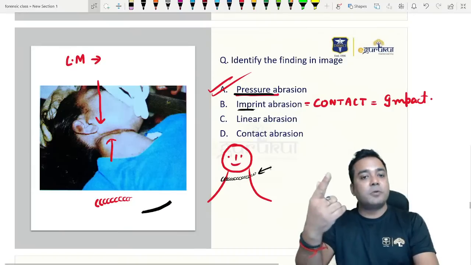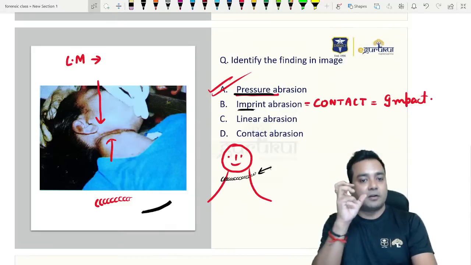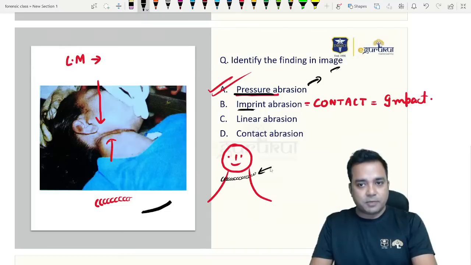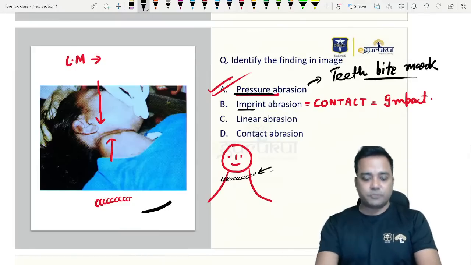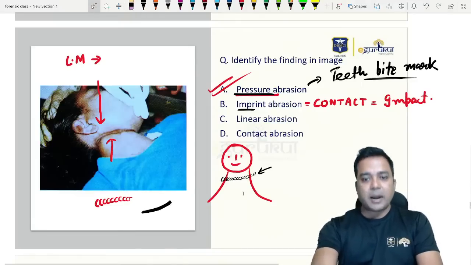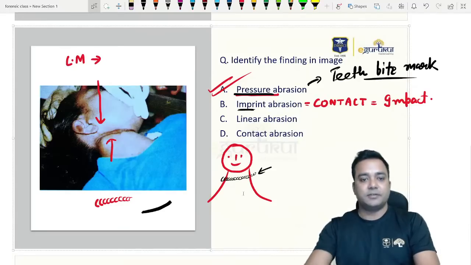Tell me another important example of pressure abrasion, other than ligature mark: teeth bite mark. Another very important example is teeth bite. Due to sustained pressure by teeth, teeth bite mark abrasions can occur. They are a sort of pressure abrasion for us. Pattern abrasion is basically a combination of impact and pressure.